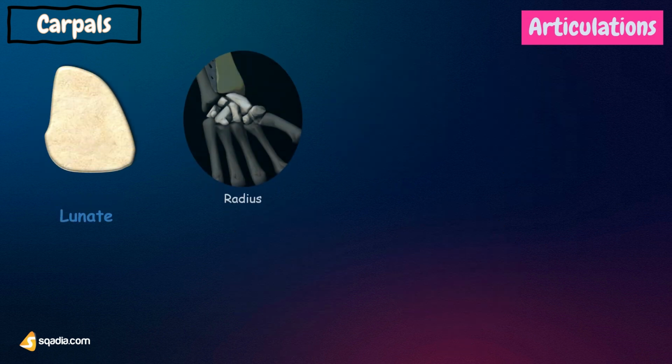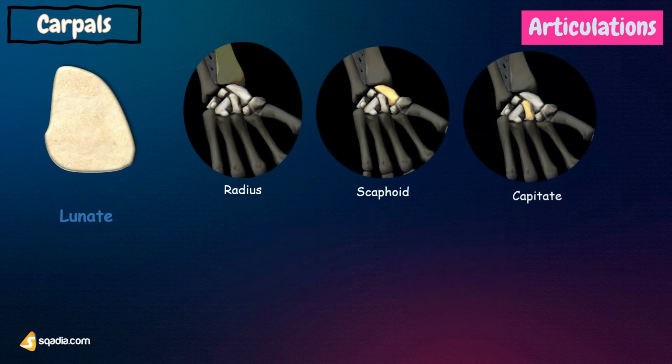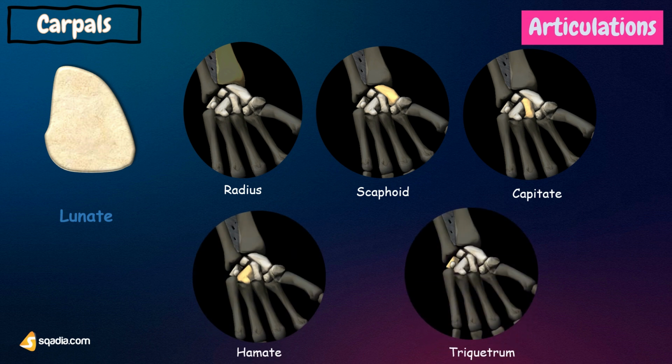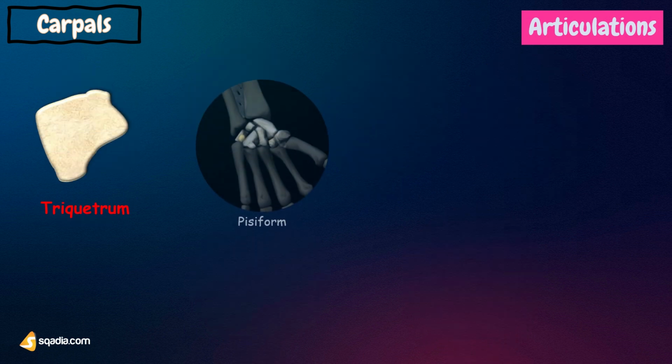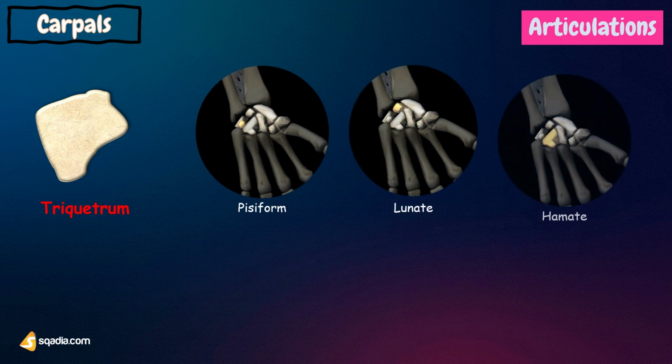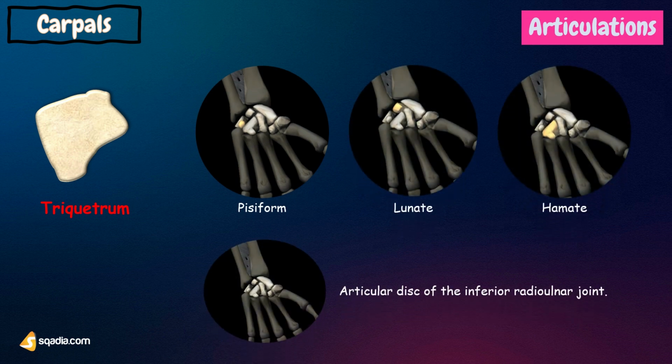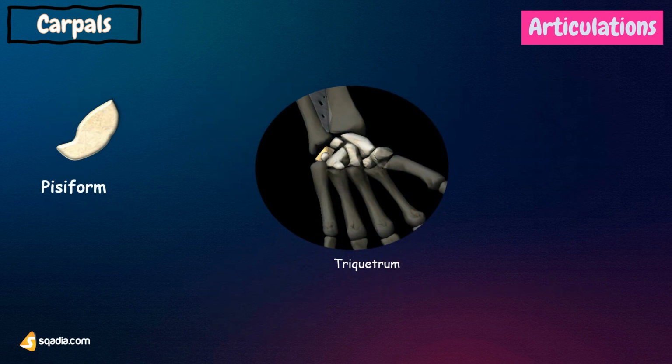The lunate articulates with the radius, scaphoid, capitate, hamate, and triquetral. The triquetral articulates with the pisiform, lunate, hamate, and the articular disc of the inferior radioulnar joint. The pisiform articulates only with the triquetral.